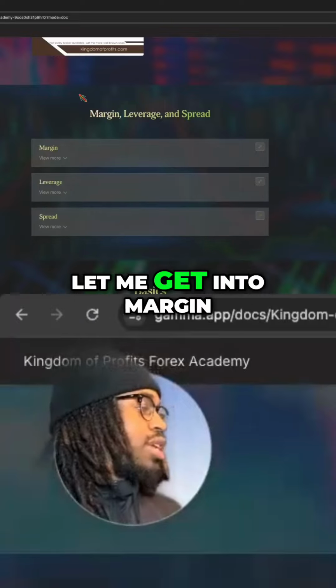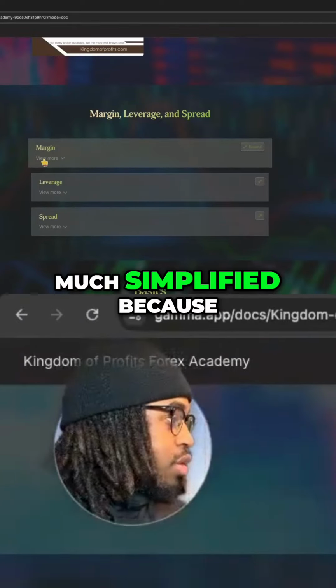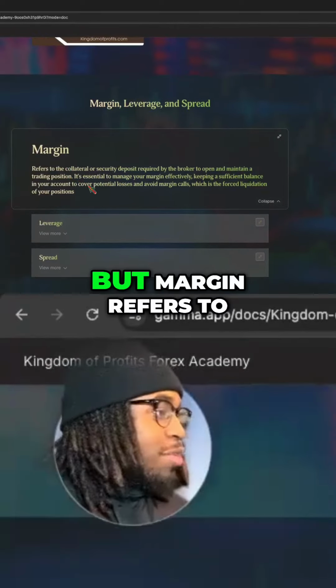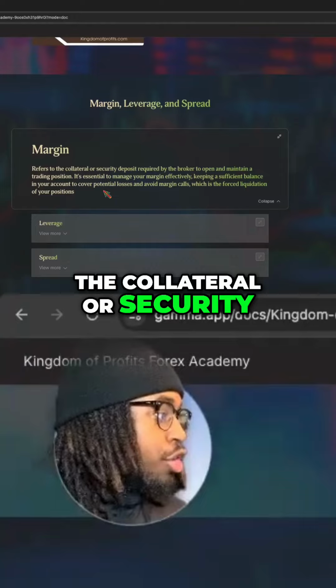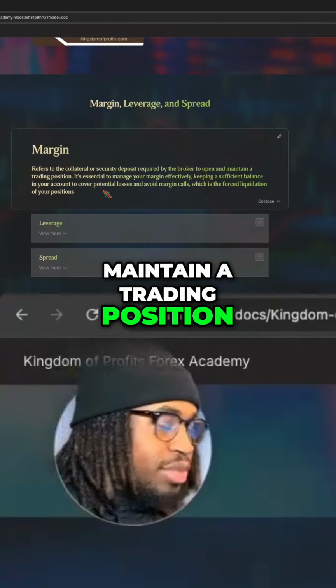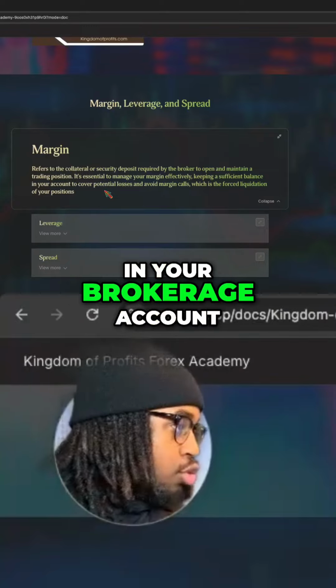So now next, let me get into margin, leverage, and spread. Much simplified, because I had to give you the technical definition in here. But margin refers to the collateral or security deposit required by the broker to open and maintain a trading position, meaning the money in your account. How much money do you have in your trading account, in your brokerage account?